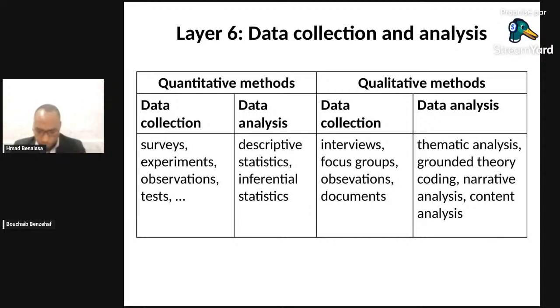Now, layer 6, data collection and analysis. Data collection and analysis are different according to the approach. So quantitative data collection methods are surveys, experiments, structured observations, tests. Data analysis: descriptive statistics, inferential statistics. Qualitative data collection techniques: interviews, focus groups, observations, documents. Data analysis: thematic analysis, grounded theory coding, narrative analysis, and content analysis.